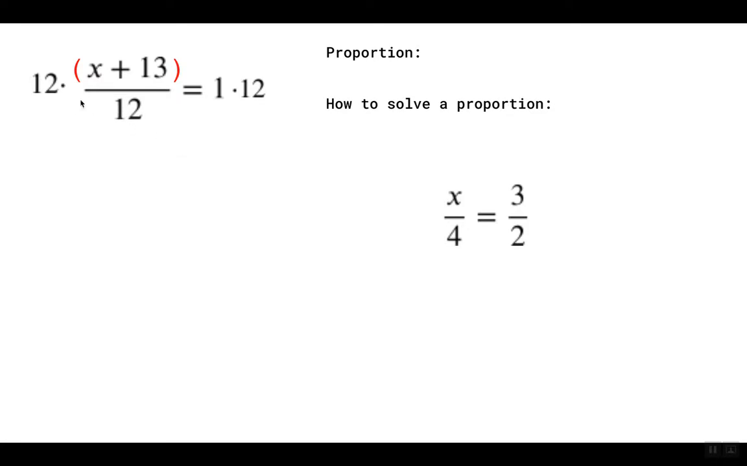So these 12s are going to simplify. They're going to become 1. We're going to be left with x plus 13 equals 1 times 12, which is 12. Then, once we're free of the big old fraction bar up there, this is just a one-step equation. We're going to subtract 13 from both sides, and x is negative 1. Okay, so review that, look at that. Those will come up from time to time. Don't let them confuse you.